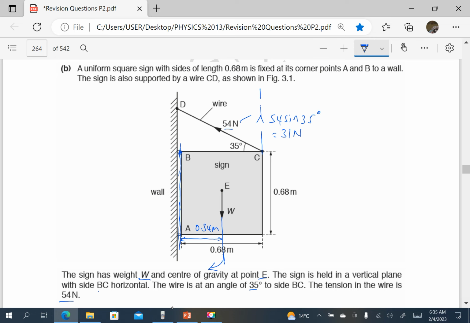But since I have the vertical component, I'll use the vertical component plus this perpendicular distance here, which is the perpendicular distance of the line of action from point A, which is 0.68.